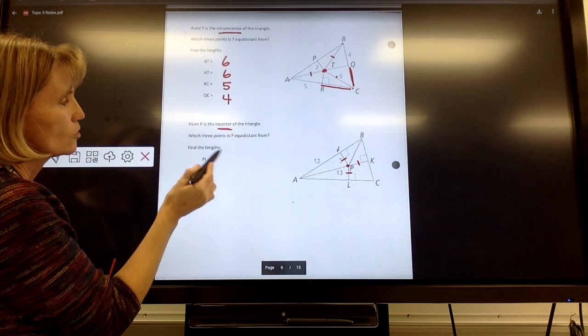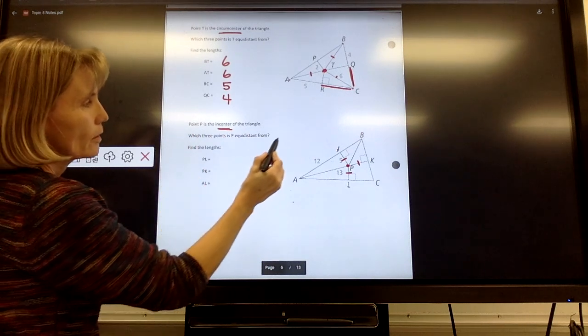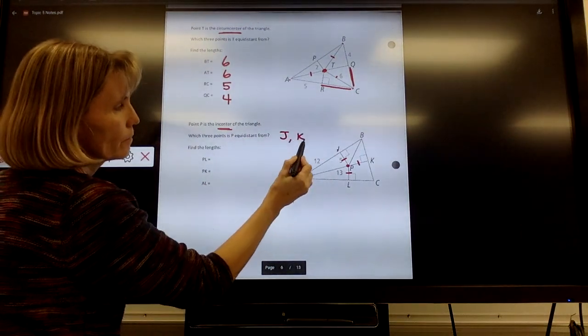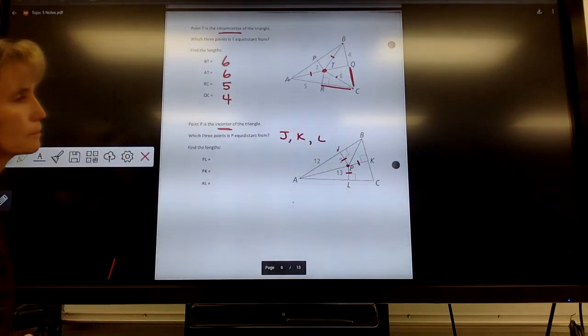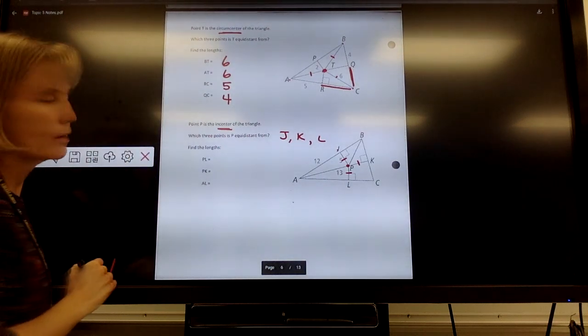So it asks which 3 points is P equidistant from? That would be point J, point K, and point L. I skipped that question up here. I'm going to go back and do that in a minute.